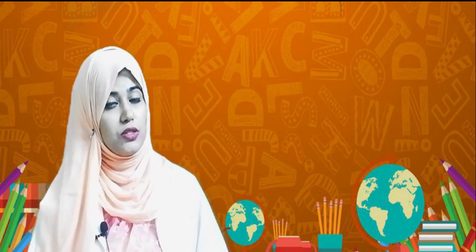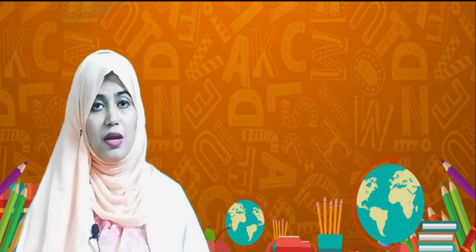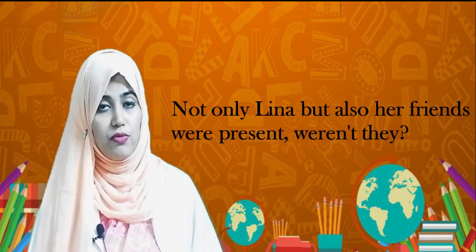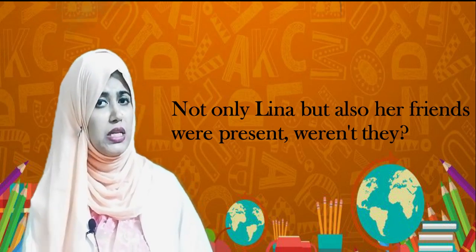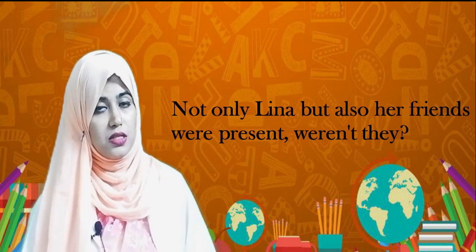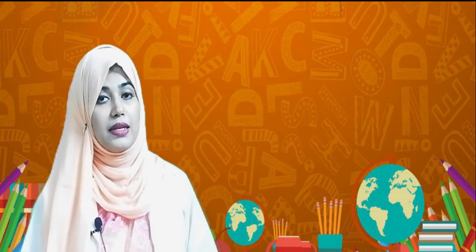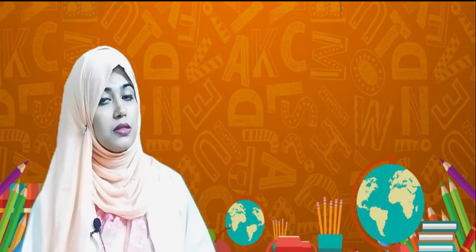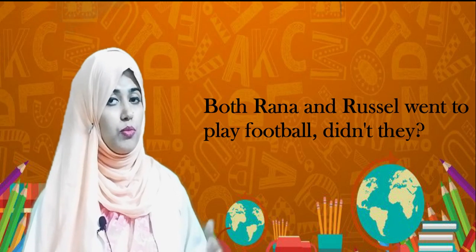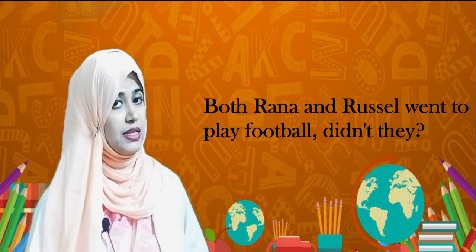Then not only but also. In case of not only but also, you know that there will be two subjects and you have to follow the second subject to make the tag. For example, not only Lina but also her friends were present, weren't they? And in case of both and, the subject will be they. For example, both Rana and Russell went to play football, didn't they?